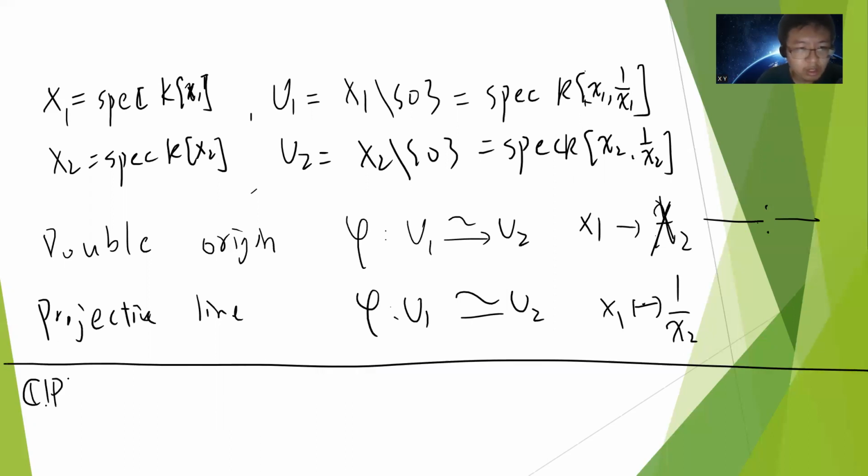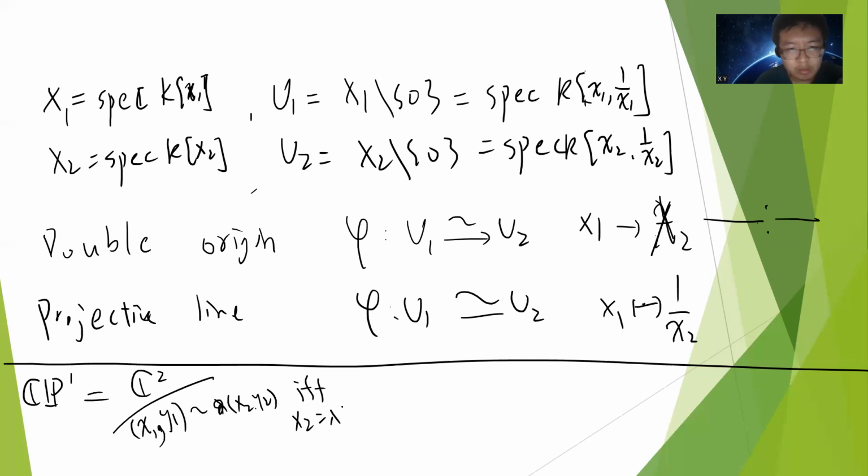CP1 is defined by taking two complex coordinates, and saying (x1, y1) is equivalent to (x2, y2) if x2 equals lambda x1 and y2 equals lambda y1, for any lambda belonging to the complex numbers, and you need to remove (0, 0). Otherwise, this is ill-defined. And you can use the subspace topology or the quotient topology to make CP1 a topological space.